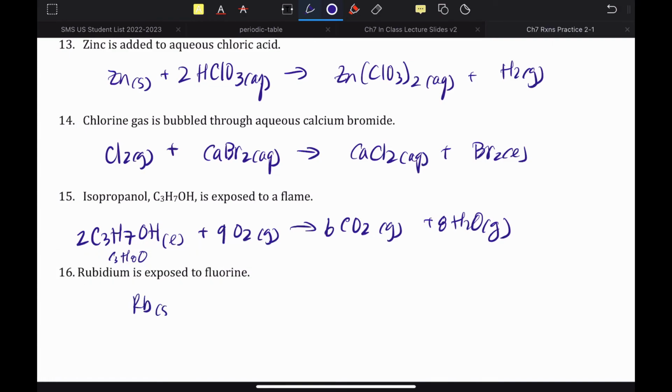Finally, we have rubidium is exposed to fluorine, element and another element. What? We're going to combine them and form a new compound. Ionic compound, no water, so solid, and then we balance.